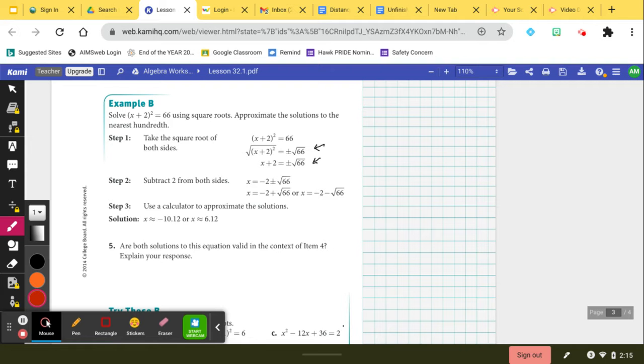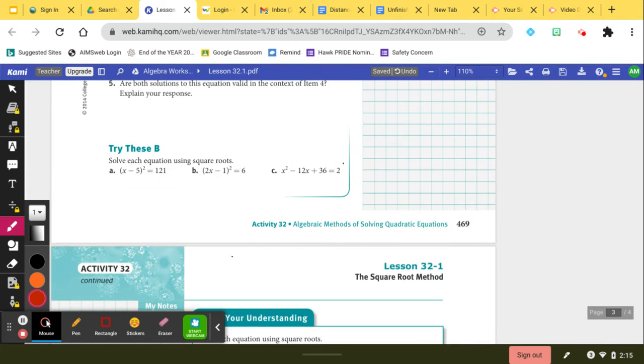Property of equality tells me I need to do that on both sides. So then I'd be dealing with the positive or negative version of the square root of 66. We'll still need to get x on its own, so I would need to get rid of the plus 2, so I would subtract 2 on both sides. So I would get negative 2 plus the square root of 66, or negative 2 minus the square root of 66, which then, using our calculator, we can estimate those values.